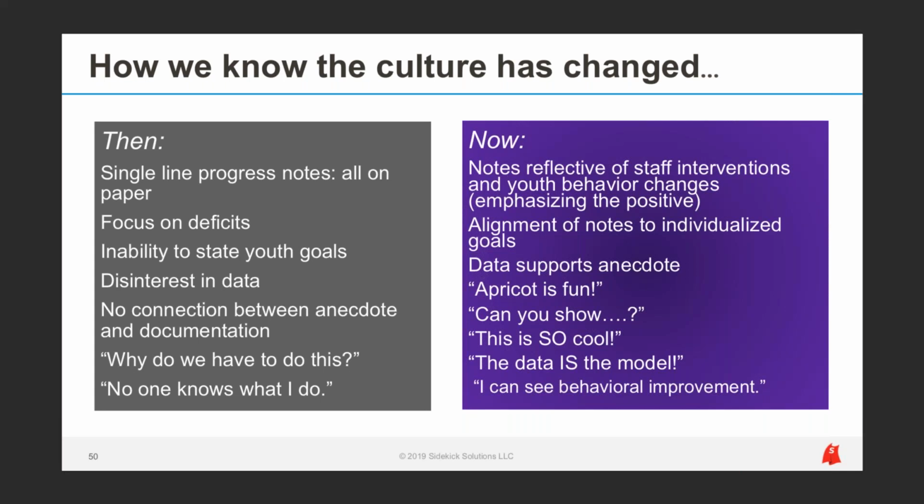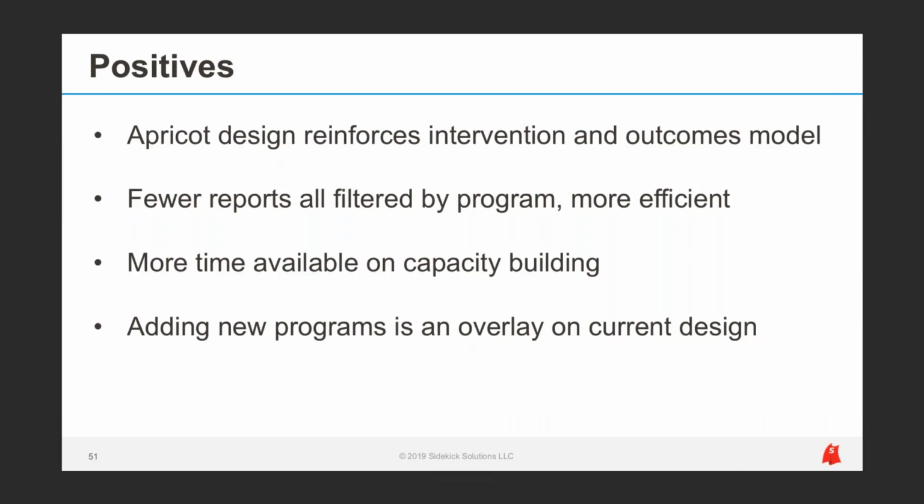So it hasn't been a straight unencumbered path, but we have found some real positive output from investing in the way that we did and developing the Apricot system. So we feel like we're really well on our way. And some of the positives are, as I've been mentioning, our universal culture. So the data, the structure for data entry and data visualization encourages and reinforces adherence to our intervention and outcome model. That's huge. We're saving time.